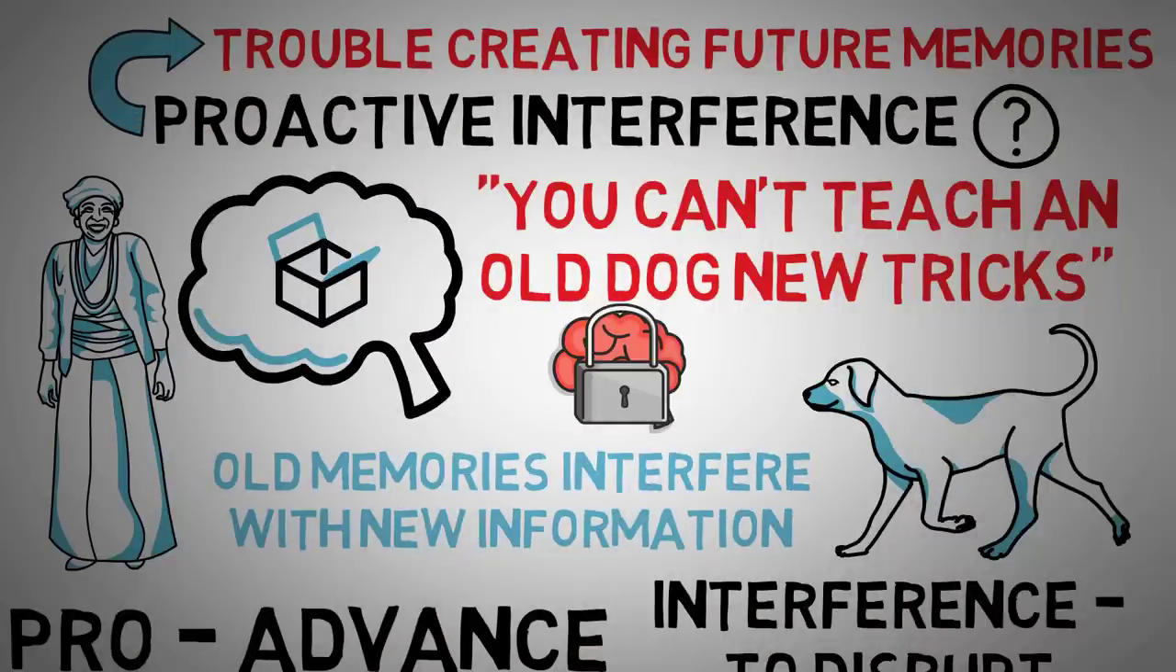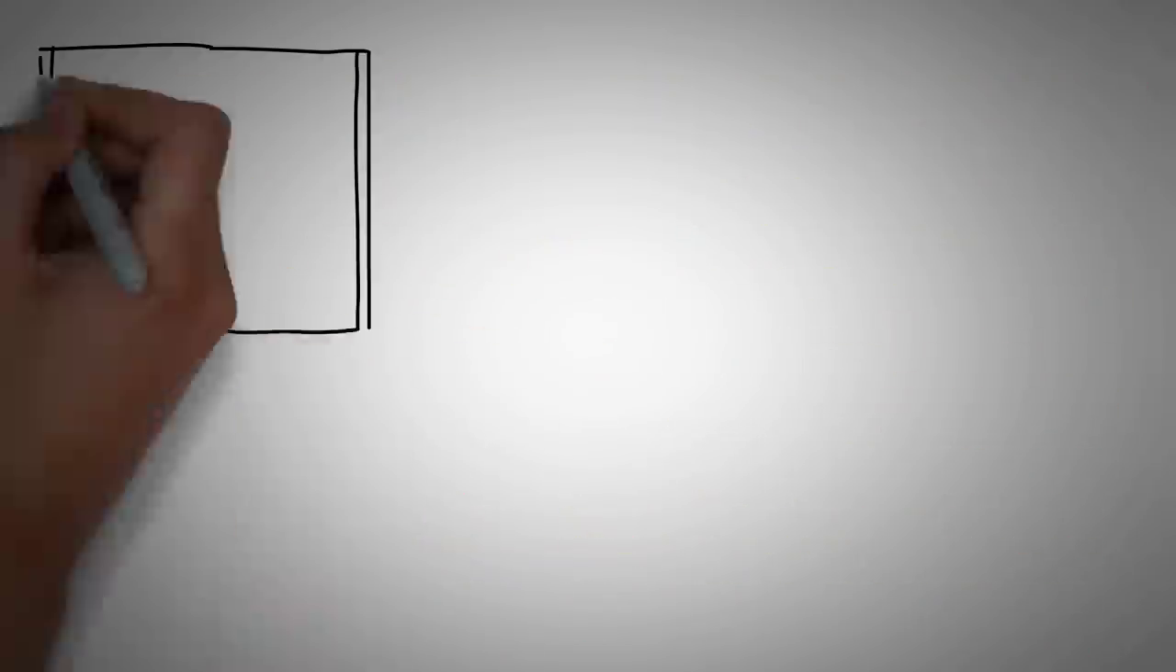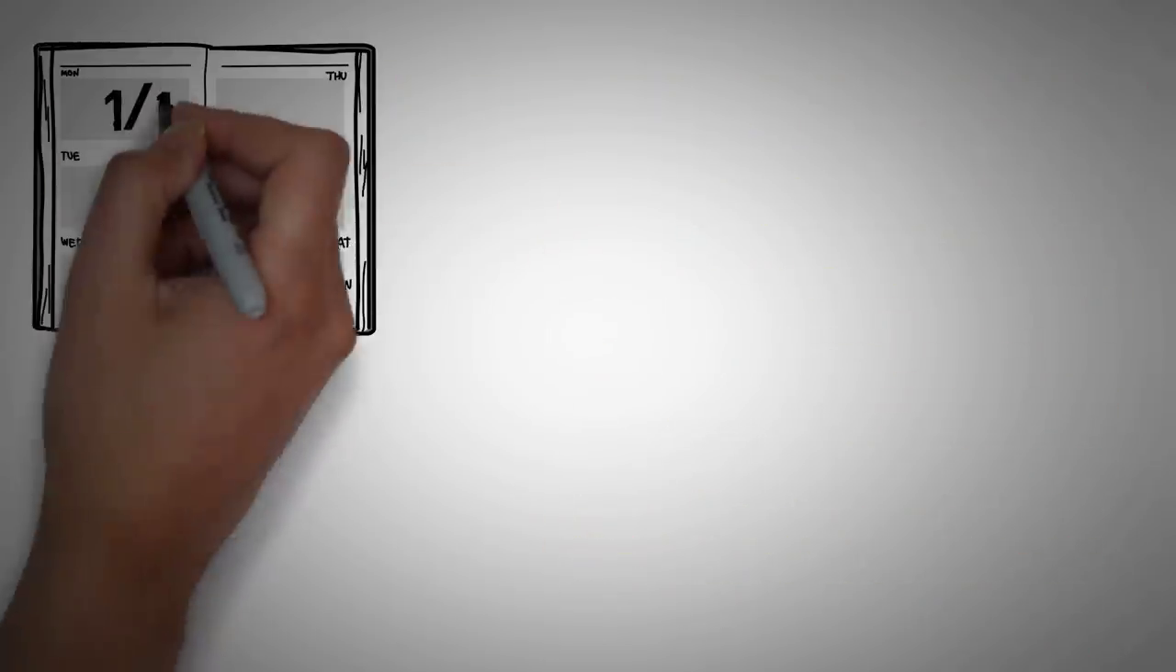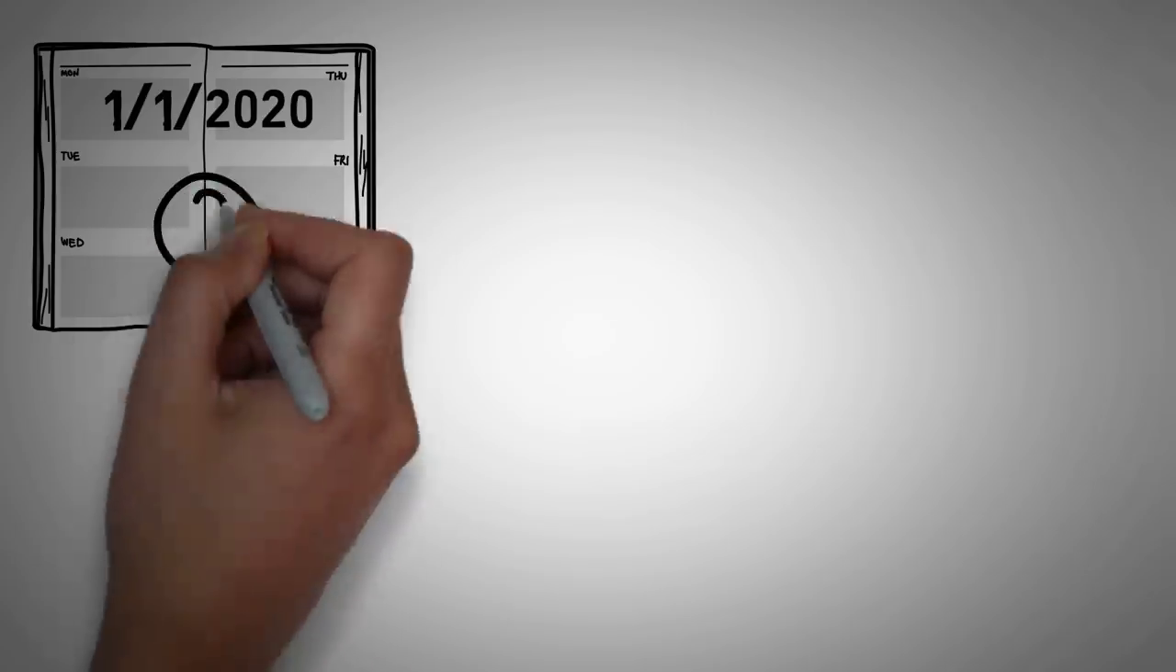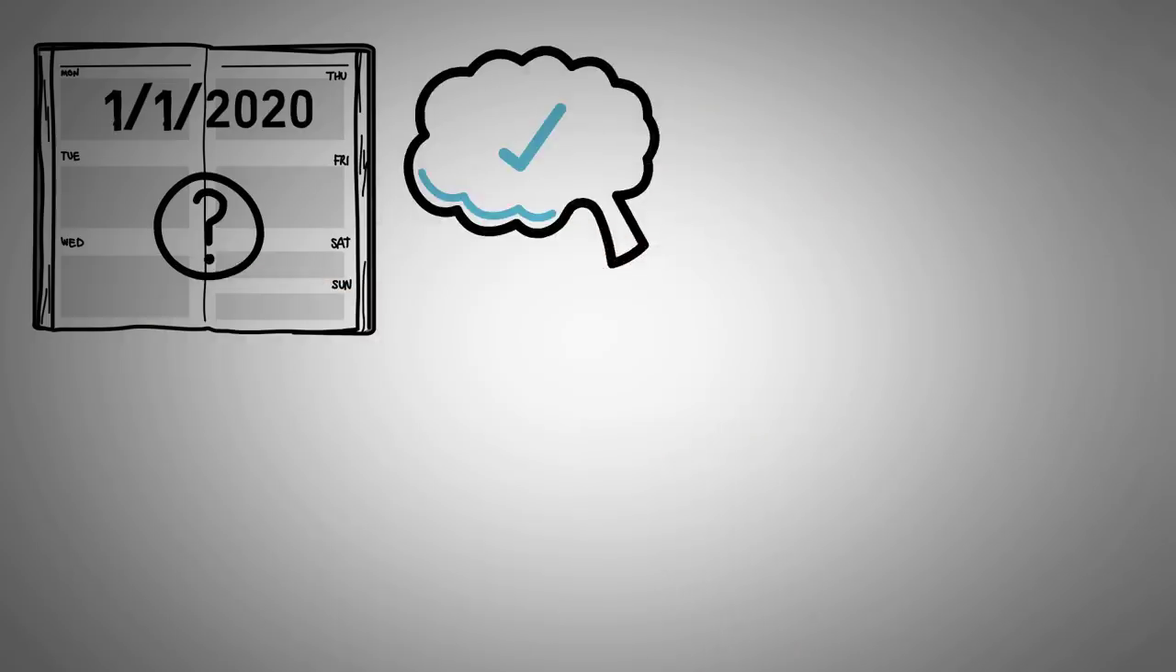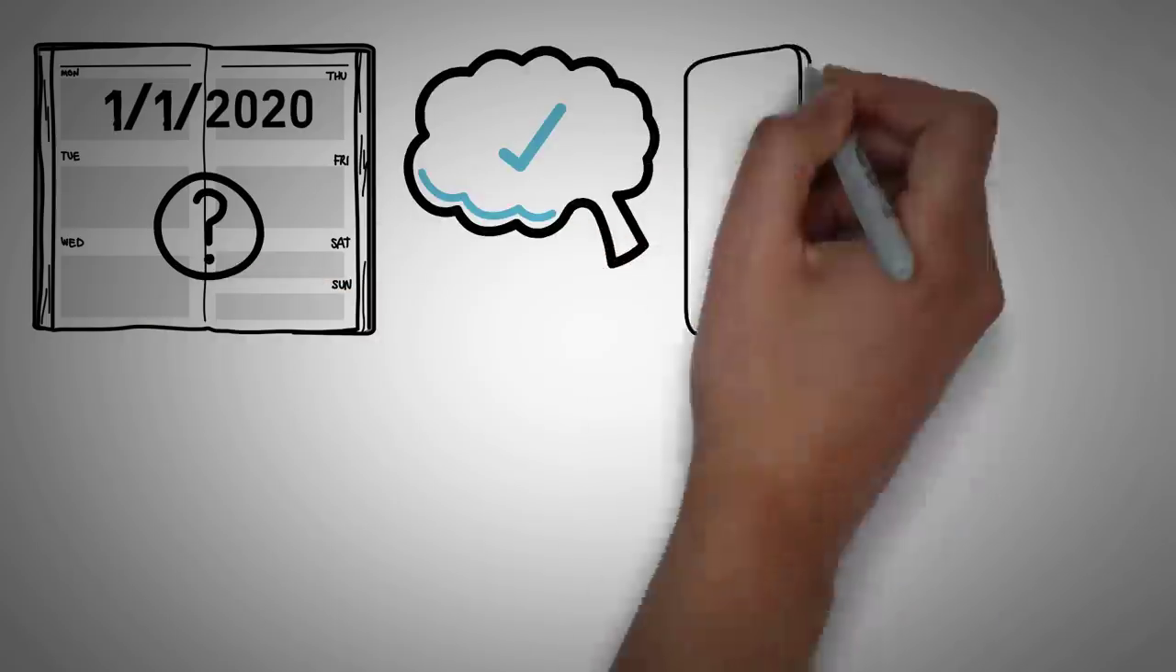So the first example is maybe you write down the old year. Writing down the date in January is a struggle for a lot of people. You feel like you've just gotten used to writing down 2020, and the next thing you know, the year changes and it's 2021. However, those old memories or habits stick. Or maybe you've changed your phone number or email address. The same thing might occur.